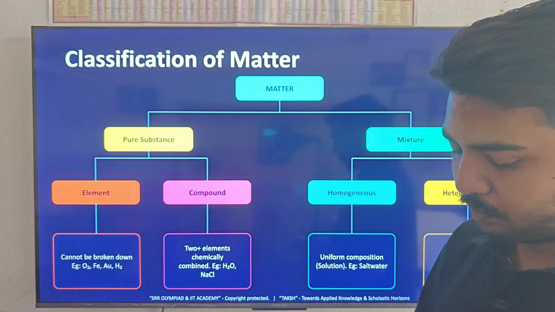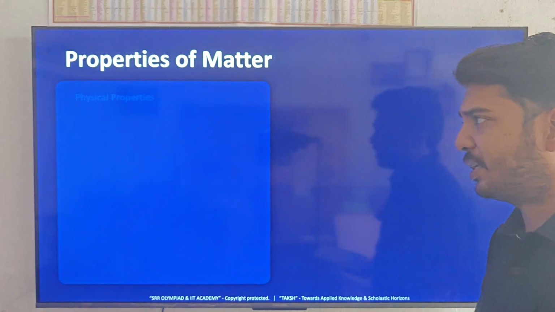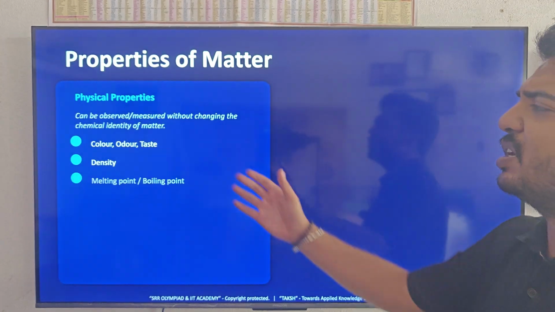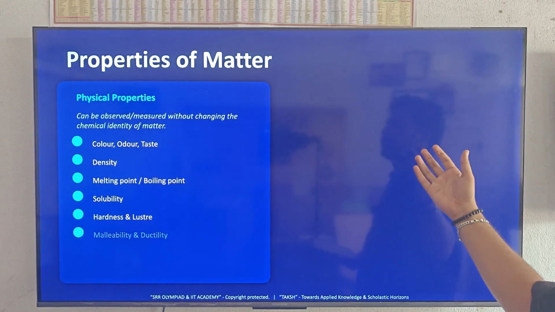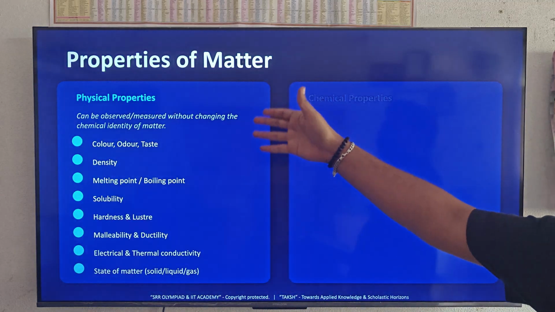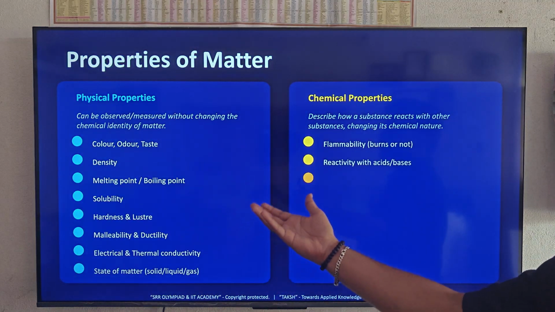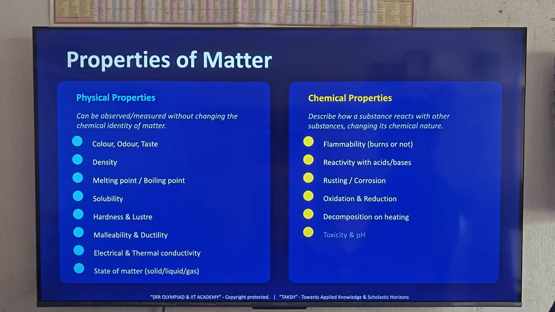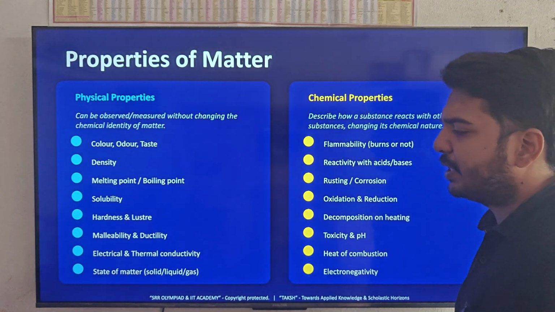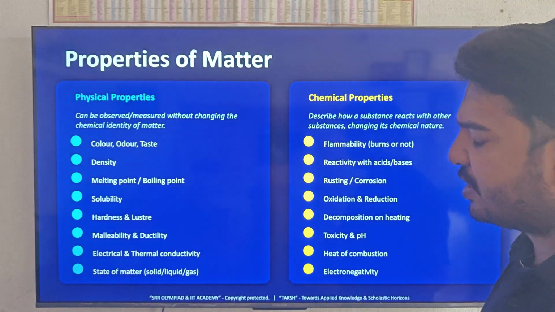And next, properties of matter. What are the properties of matter? There are physical properties and also chemical properties. So physical properties include color, odor, taste, density, melting point, solubility, hardness and lustrous, malleability and ductility, electrical and thermal conductivity, states of matter.